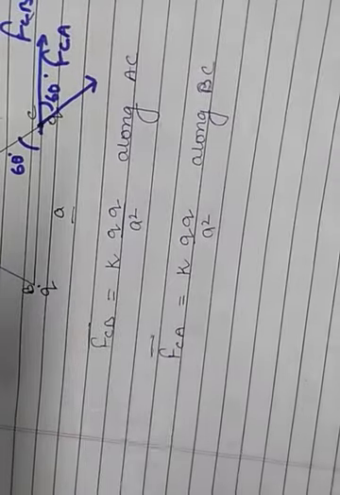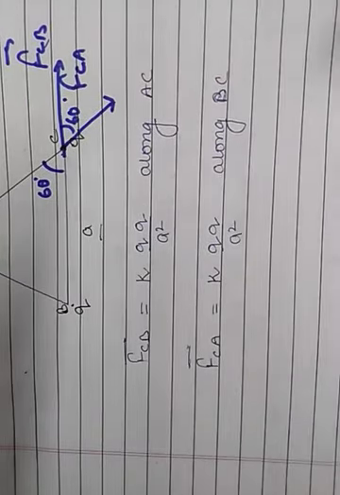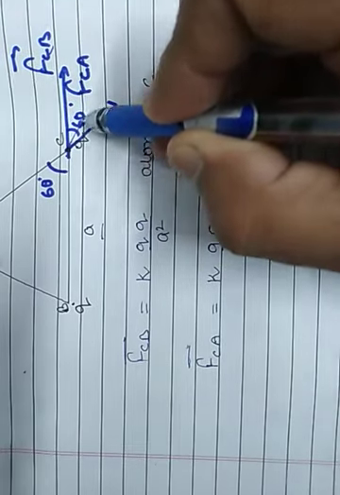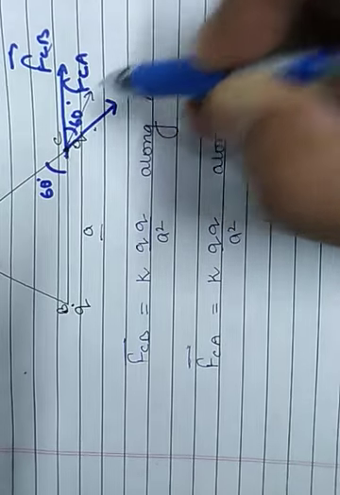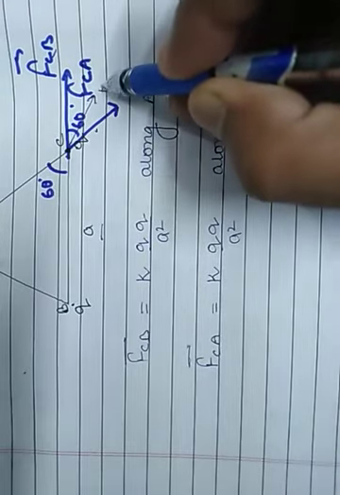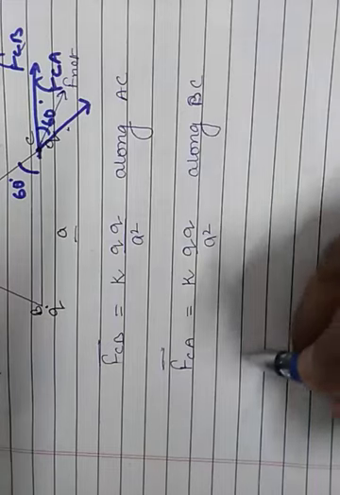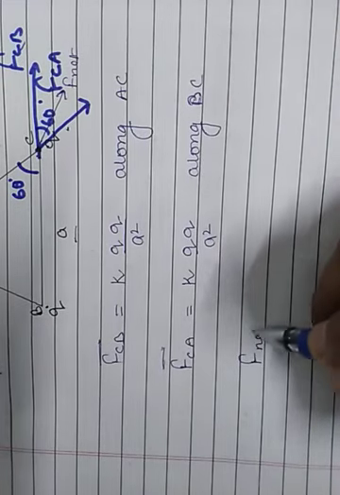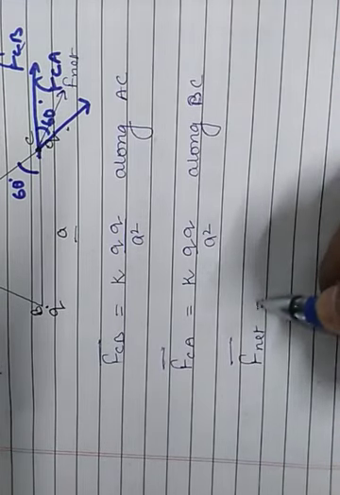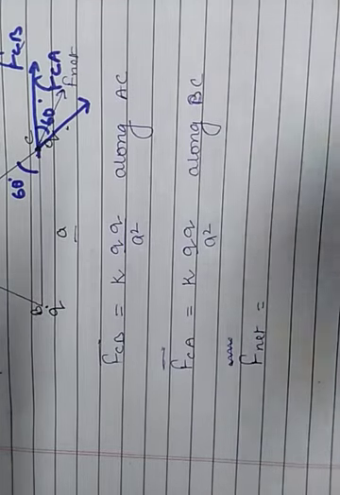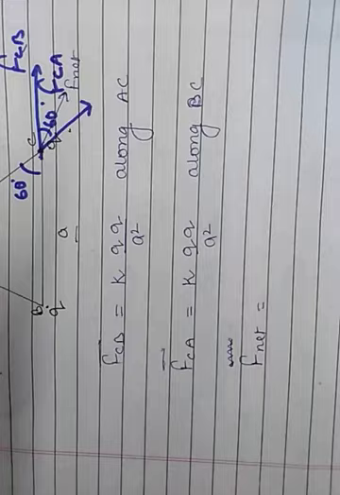Now we have two vectors. We will add them vectorially to find the resultant. These are the two vectors, so obviously the resultant will be somewhere here. So this is the resultant, and let the resultant be F net. So we will calculate the net force on Q, that is F net. First we calculate the magnitude, and in the second step we will calculate the direction.